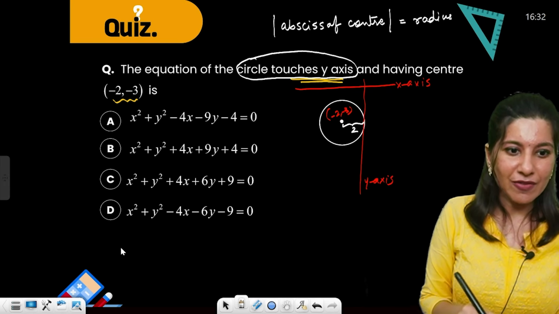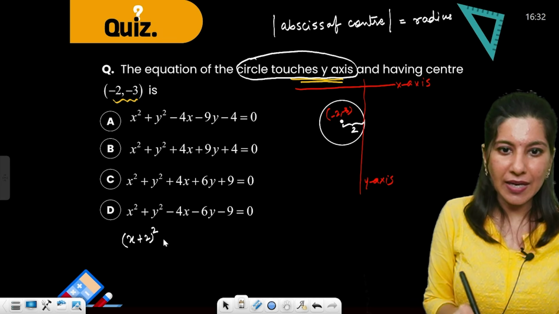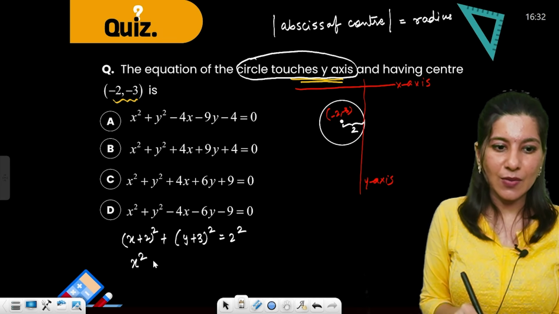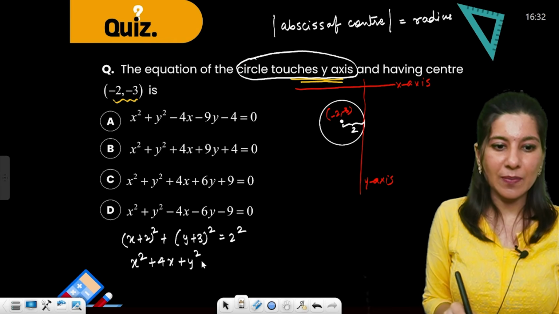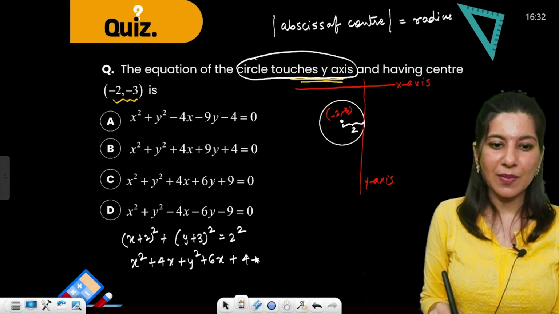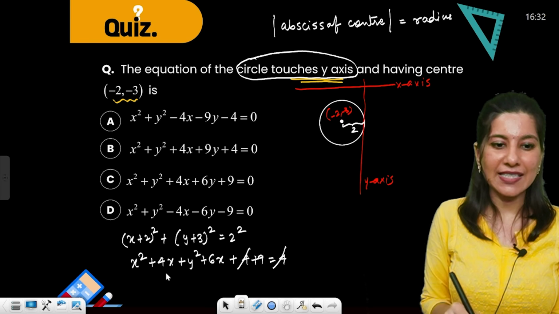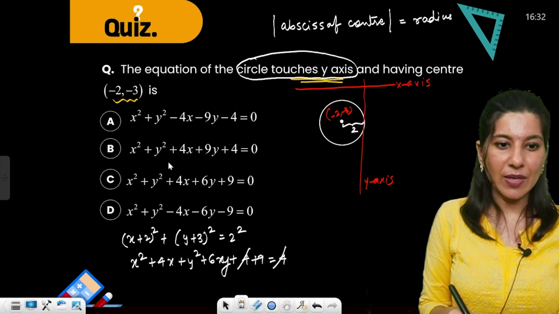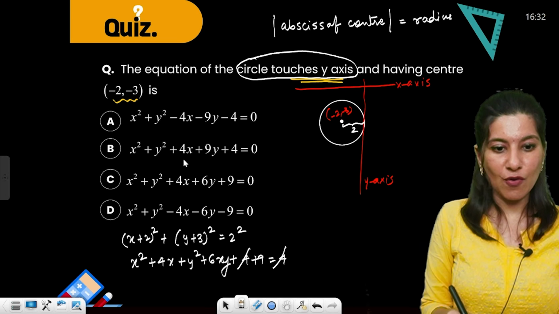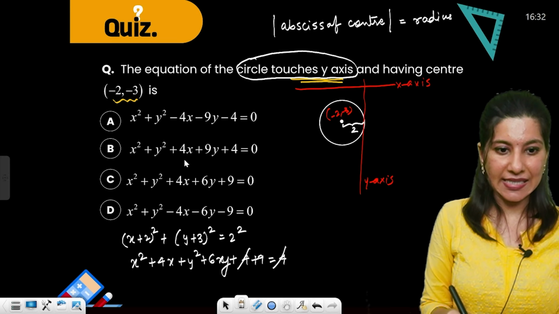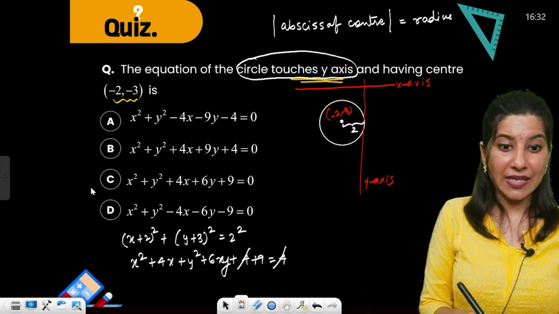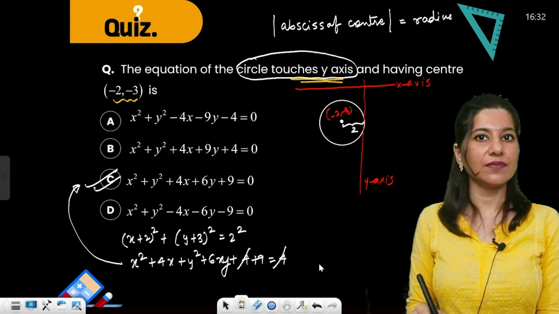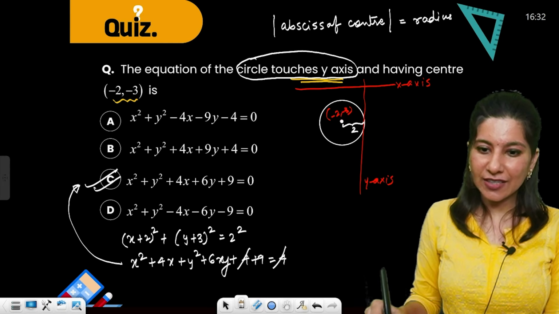So, now you have got (x plus 2) whole square plus (y plus 3) whole square equals 2 square. So, x square plus 4x plus y square plus 6y plus 4 plus 9 equals 4. 4 cancels. x square plus y square plus 4x plus 6y plus 9. Option C. Yes, clearly it is matching with option C.